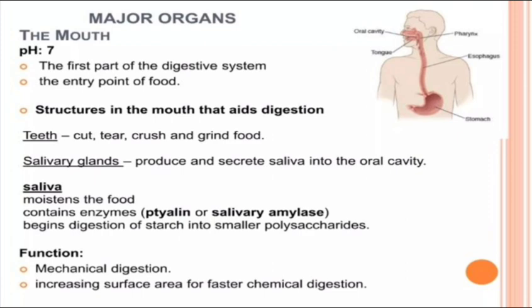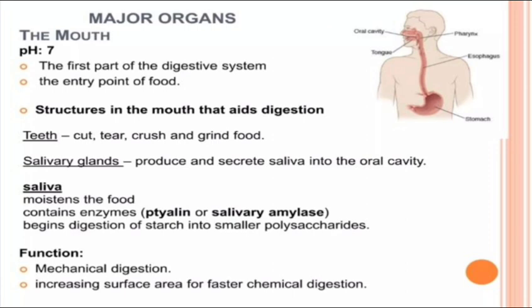Major organs. First one, mouth. Mouth contains a pH of 7. Mouth is the first part of the digestive system. It is the entry point of food. Structures of the mouth that aid in digestion: Teeth. They help to cut, tear, crush and grind food. Salivary glands produce and secrete saliva into the oral cavity.